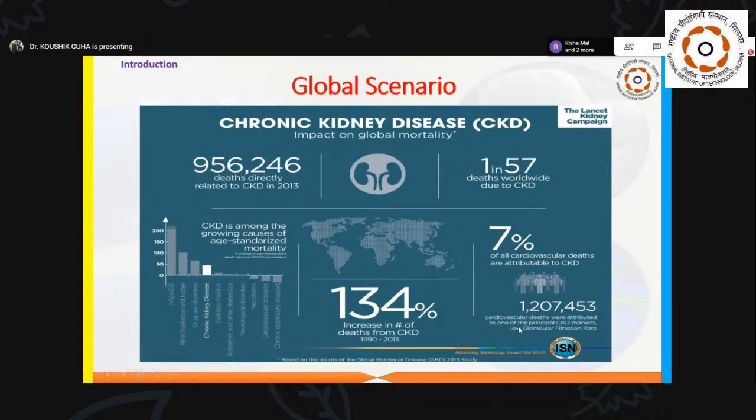This is also a significant figure. Cardiovascular deaths were attributed to one of the principal CKD markers, low glomerular filtration rate. As I told you, the glomerular filtration rate should be above 60 or 65, but if it comes lower than 15, then the situation is highly alarming. So CKD is among the growing causes of age-standardized mortality.